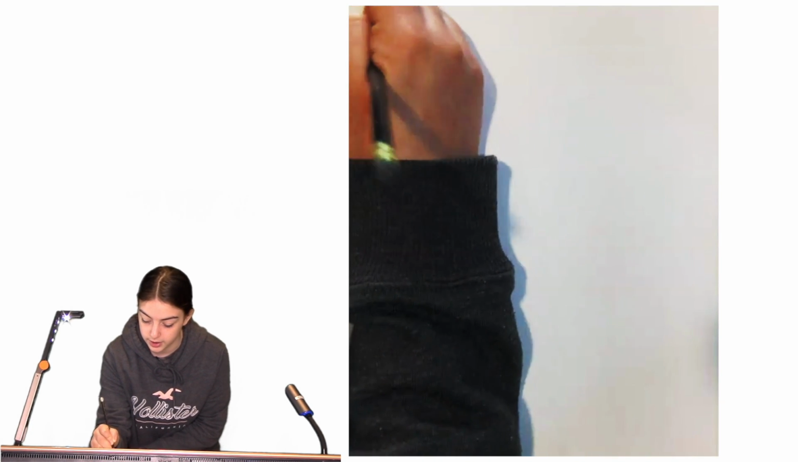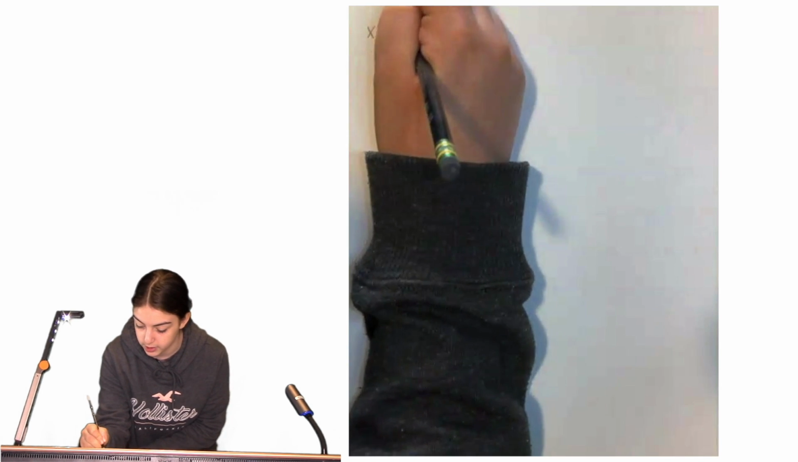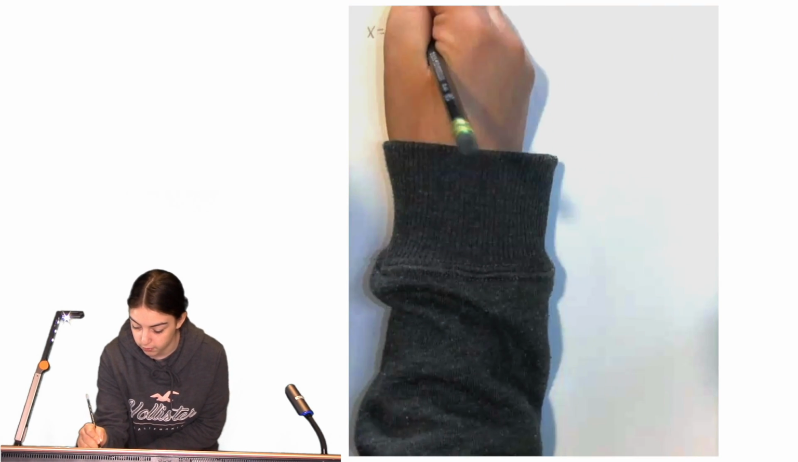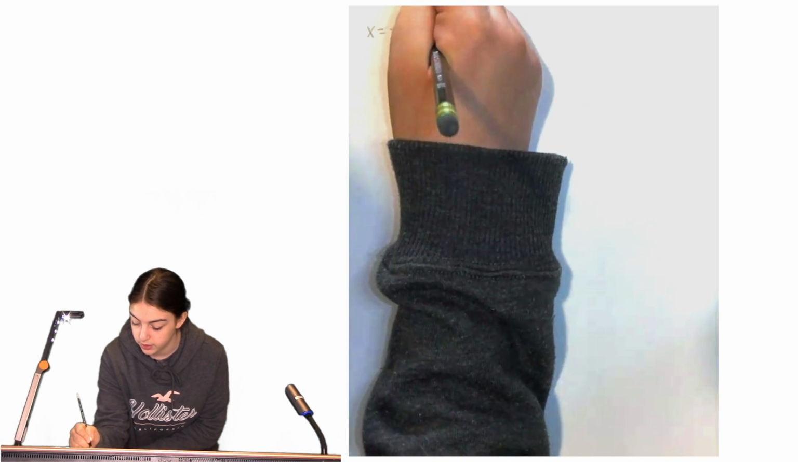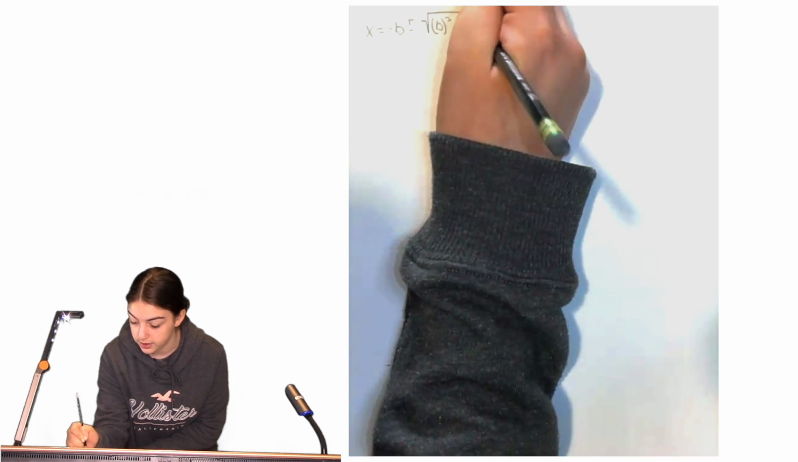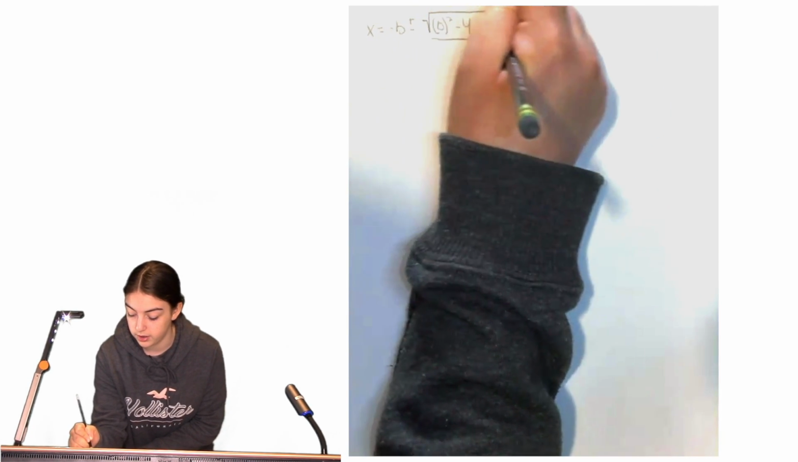Today I'll be talking about quadratics for Algebra 1. I hope this helps. Quadratics are used to plot or solve for x in a function. Here is the formula for quadratics. It is x equals negative b plus or minus the square root of b to the second minus 4ac, and then 2 times a.